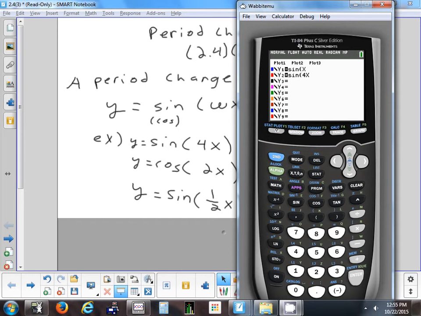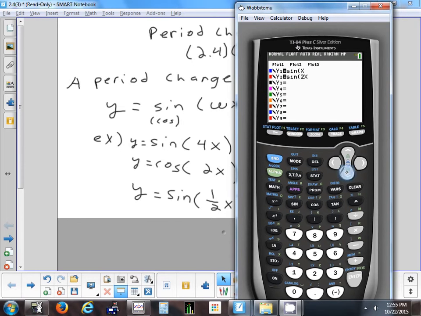Okay, if I did something like sine 2x, it's still going to compress it, but not as much. The closer this number gets to 1, the less it'll compress. So there's the original. And there's the new one. Still compressed, not as much. Okay, what if I do 0.5x? Yeah, that's going to stretch it out. So now we're going to take the original one, and we're going to make it longer.